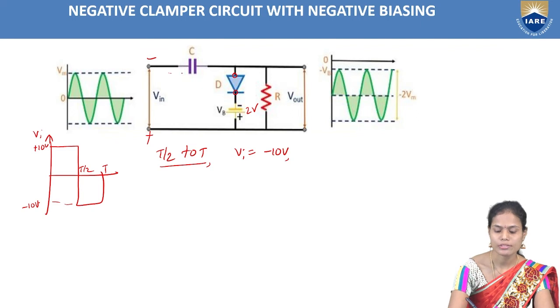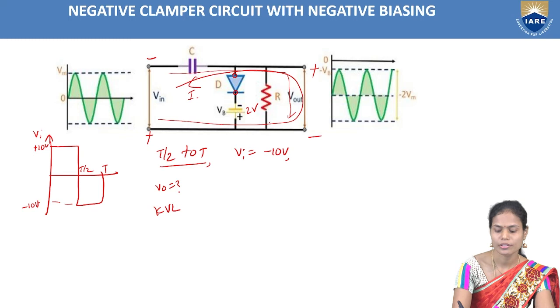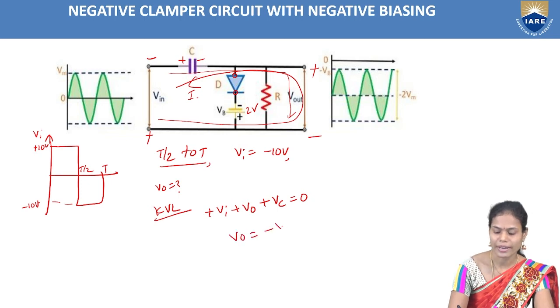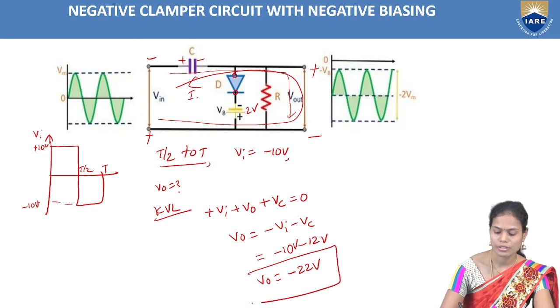Once the diode is open, the signal will flow in this direction, but the current direction is from here to here. To find the output voltage, we need to apply KVL for this particular loop. So we get plus VI plus VO, here it is plus minus only, plus VC is equal to 0. So the output voltage equals minus VI minus VC. The input voltage is minus 10 volts, and the capacitor voltage we got here is 12 volts. So minus 12 volts. So the total output voltage is minus 22 volts in this duration.